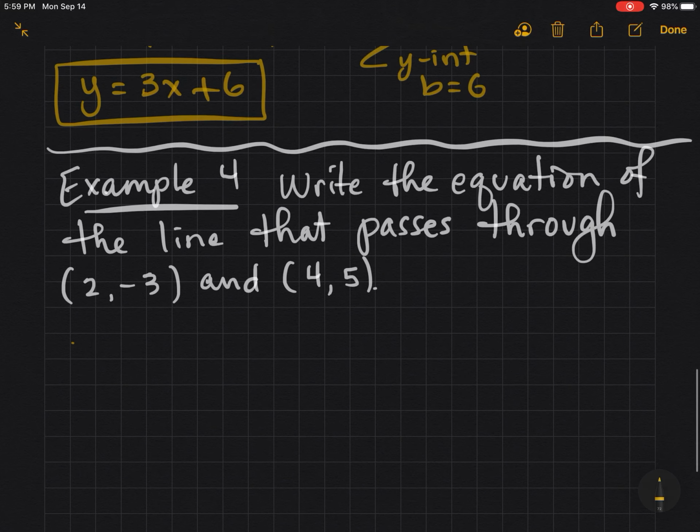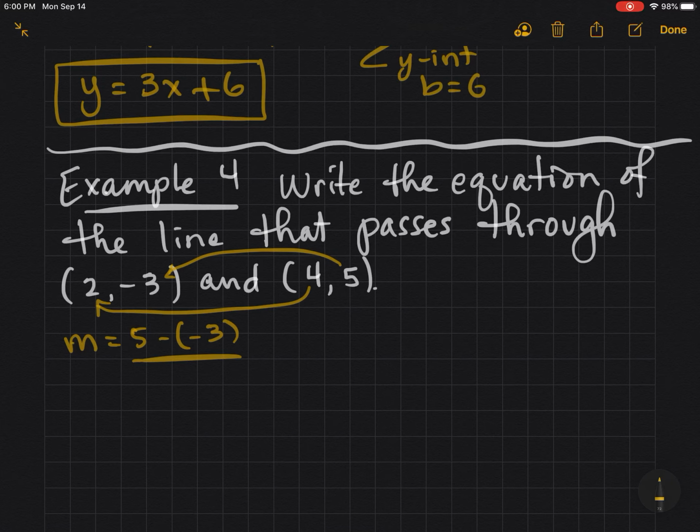Final example for this lesson. Write the equation of the line that passes through (2, -3) and (4, -5). So again, we're going to start out by finding the slope. 5 minus a -3. Watch those signs. And try to resist the urge to do things in your head. That's when you lose signs. 8 over 2 is 4. So my slope is 4.